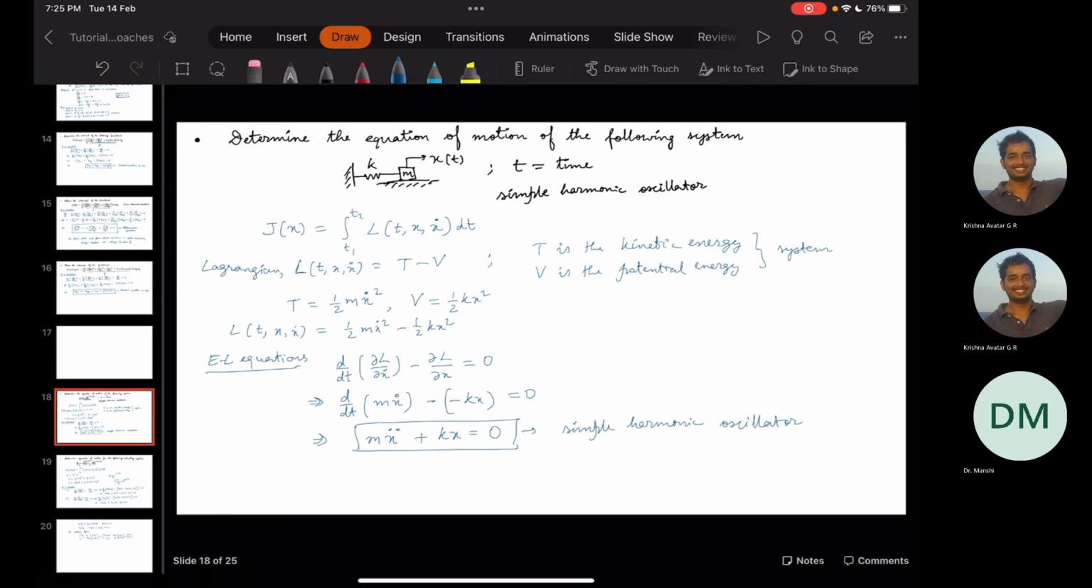The next two problems I had discussed in the previous tutorial session. I'm just going to revisit them because I feel these problems were more suited to this particular tutorial session. So let me just revisit it.